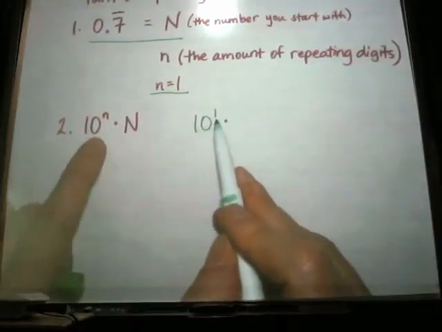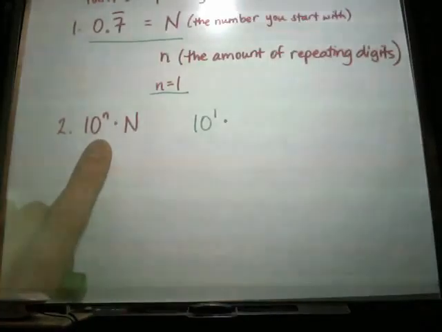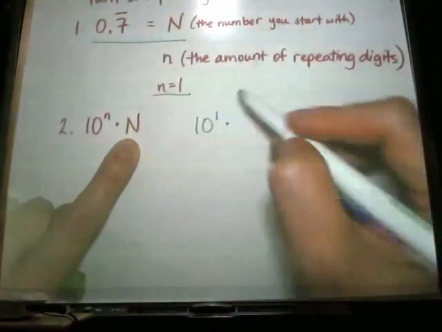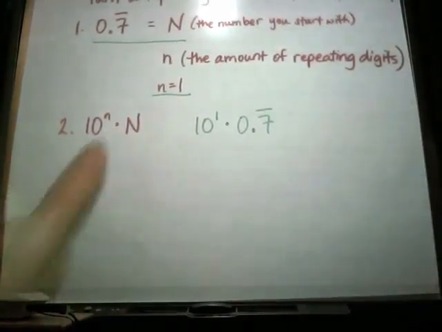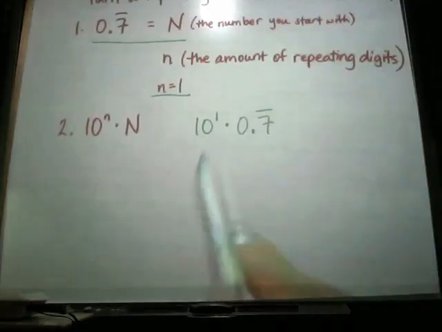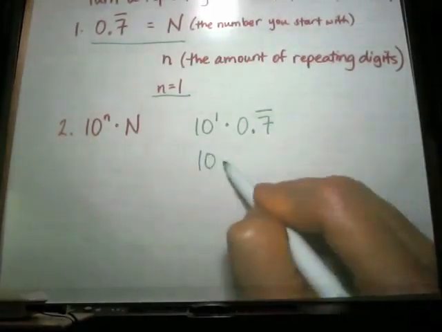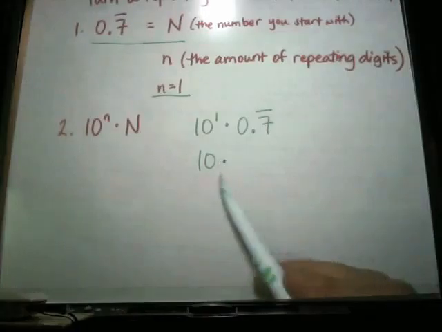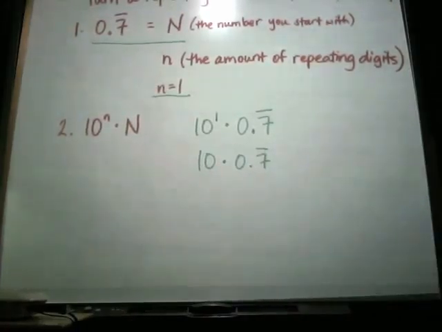Okay. 10 to the power of 1. Why 1? Because our little n is a 1. Times big N. Okay, what's our big N? It's the number we started with. Now, in this case, 10 to the power of 1 is how much? Tammy? Just 10, right? So in this case, it's just 10. If it was 10 to the power of 2, because we had 2 repeating digits, 10 squared would become 100. So I'm just kind of going step by step here.